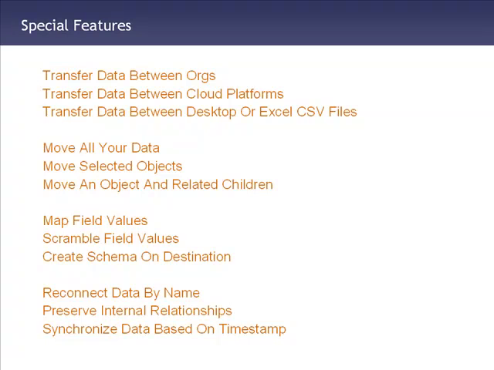You can create the schema dynamically on the destination as you move the data. This applies to pick lists and all the different fields that you might need. On the destination, you can reconnect users and other entities by name. Monarch also preserves all of the internal relationships of the data as it's moved. We can also synchronize data based on a timestamp if you move it often. So without further ado, let's take a look at Monarch.